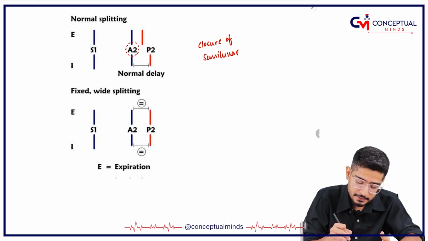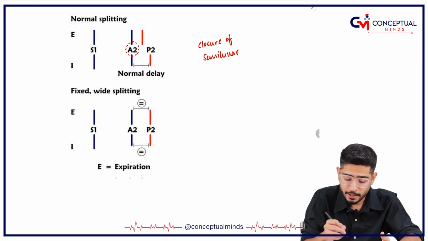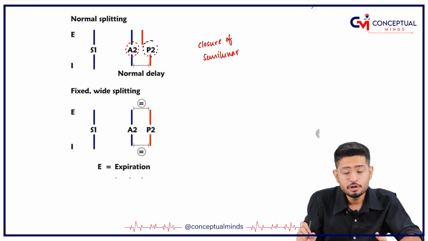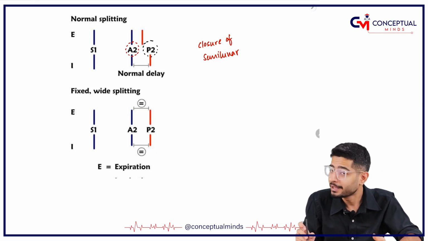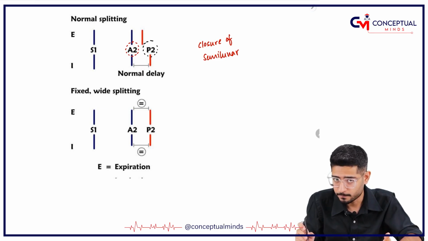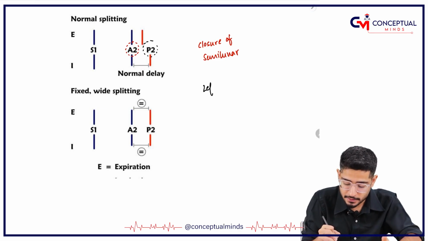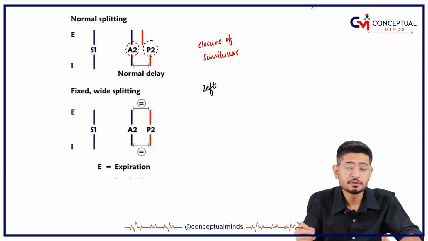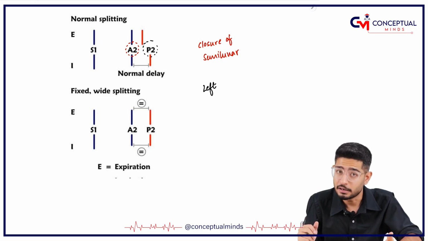A2 means there is a closure of the aortic valve, and P2 means that there is a closure of what? Closure of the pulmonary valve. Now you are smart enough to tell me which side's musculature is stronger. Of course, the left side musculature is stronger. Because the left side musculature is stronger, what is going to happen? It is going to empty the blood very early. So the A2 is going to be produced very early.